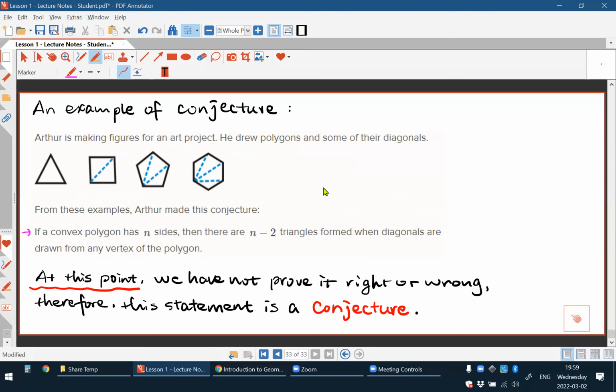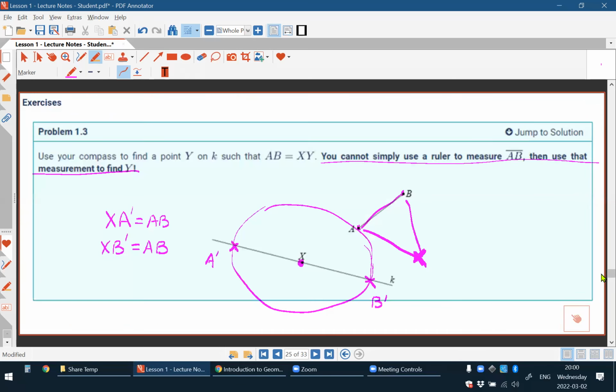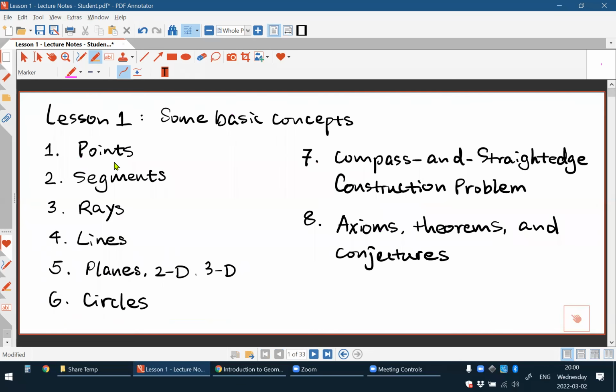Okay, so this is lesson 1. Basically, it's only about some terminology in the geometry class. The importance of going over these concepts is that we need to use some common language to communicate our discussion in the following lessons.